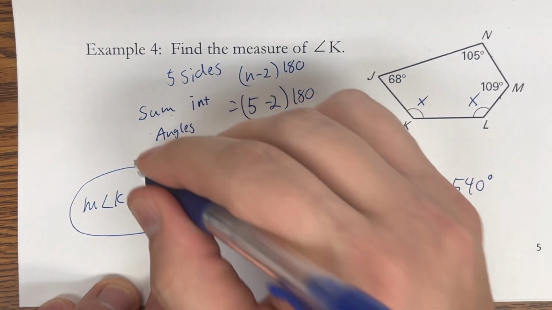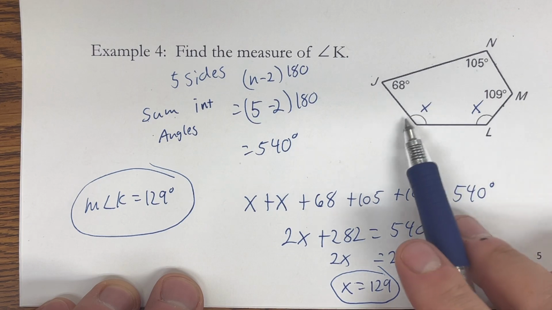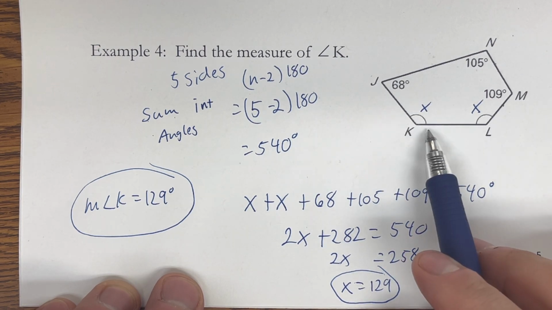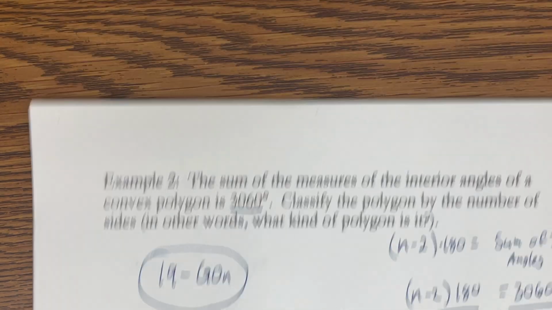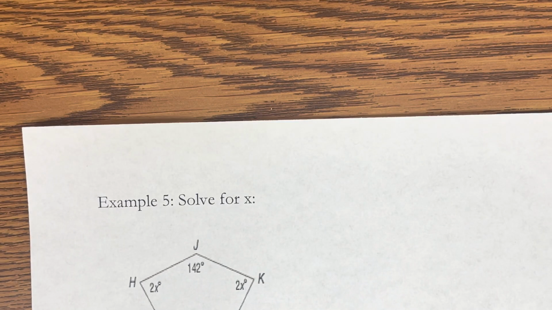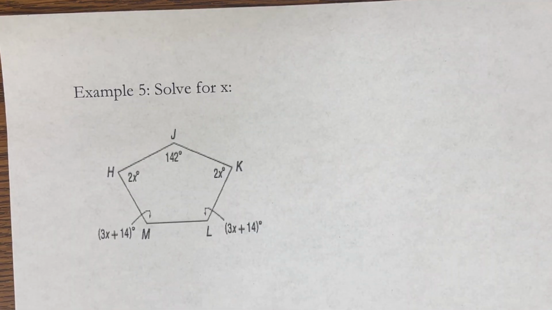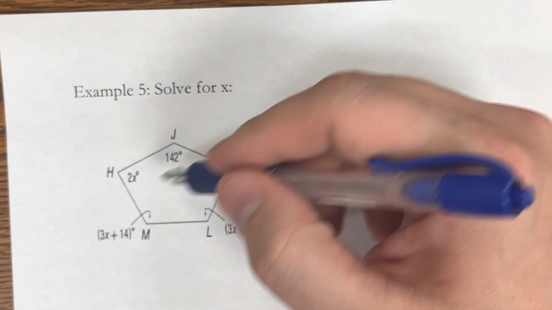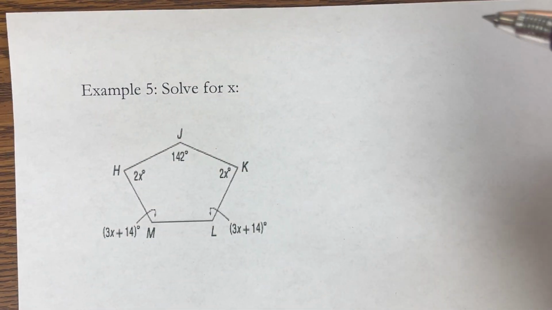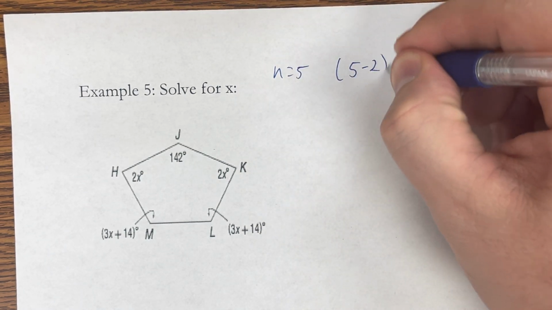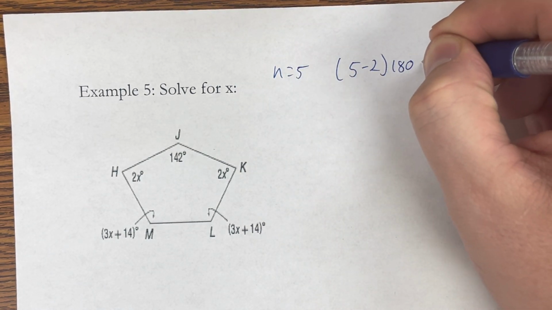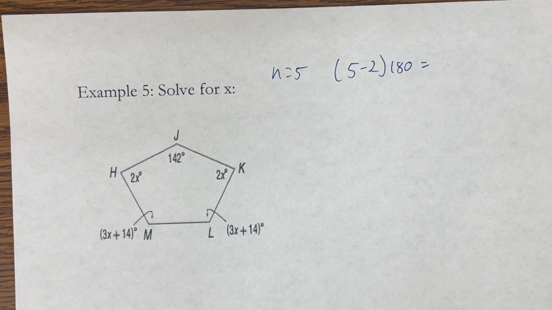So as we're looking at these problems, the first process is determine the number of sides. After we determine the number of sides, what's the sum of the angles? Then we can set up our equation. So how many sides does this one have? 1, 2, 3, 4, 5 again. Okay, so n equals 5. So 5 minus 2 times 180 equals the sum of the angles.